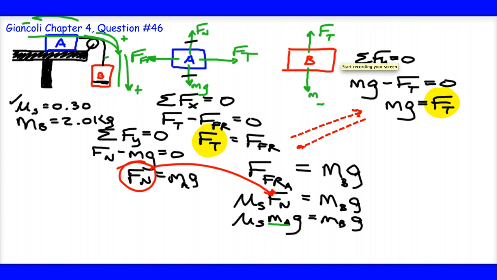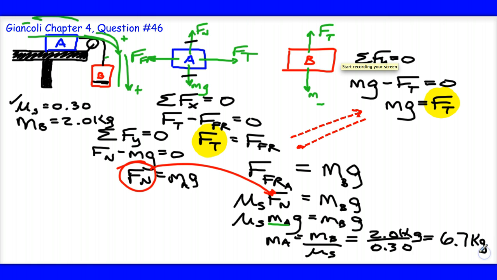Now I'm going to rearrange this equation and solve for the mass of block A. I divide both sides by g, and I'm left with the mass of block A equal to the mass of block B divided by the coefficient of static friction. The mass of block B is 2 kilograms and the coefficient of static friction is 0.30. 2 divided by 0.30 gives me 6.7 kilograms. And 6.7 kilograms is the solution to problem number 46.